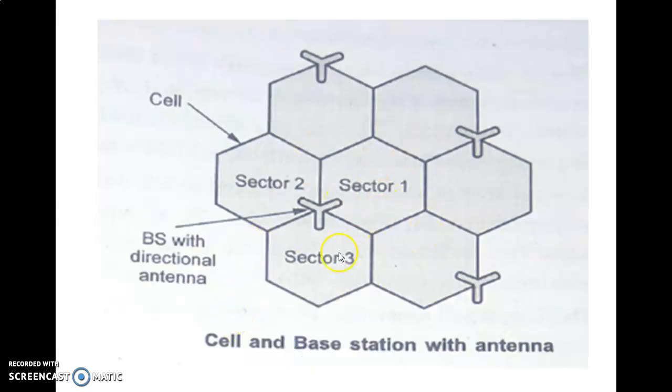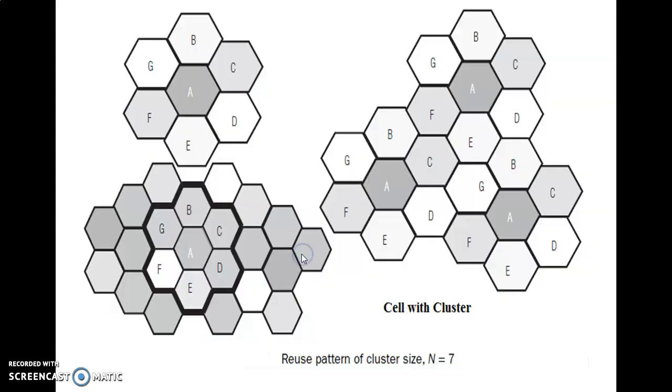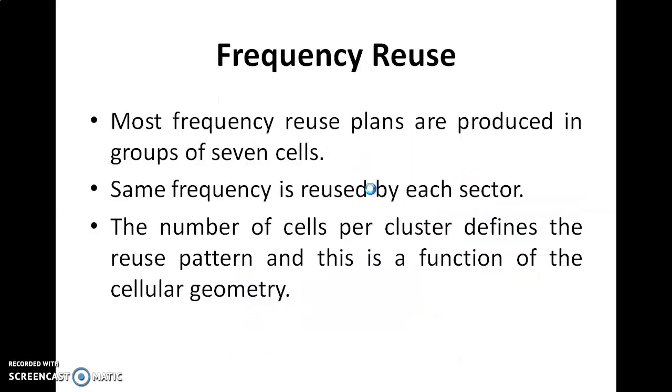This is how a cell with an antenna will look. You have sector 1, sector 2 and sector 3. You have an antenna. This is a cell, right? You have a base station with directional antenna. Then cells within a cluster. So here is a cluster, and you see replications of clusters here, right?